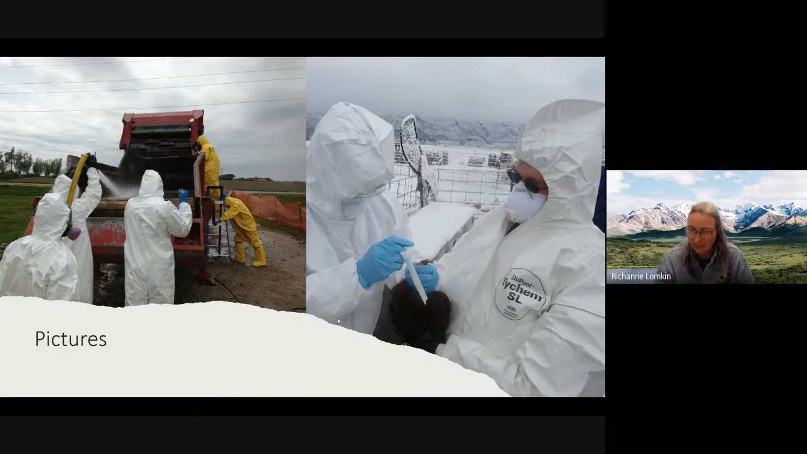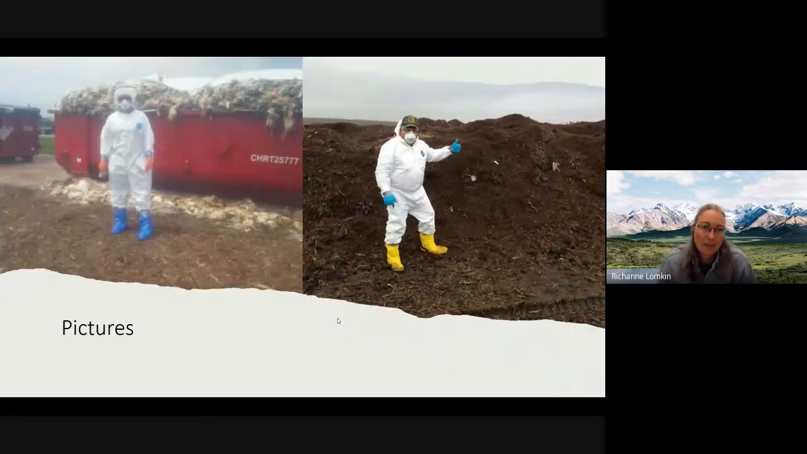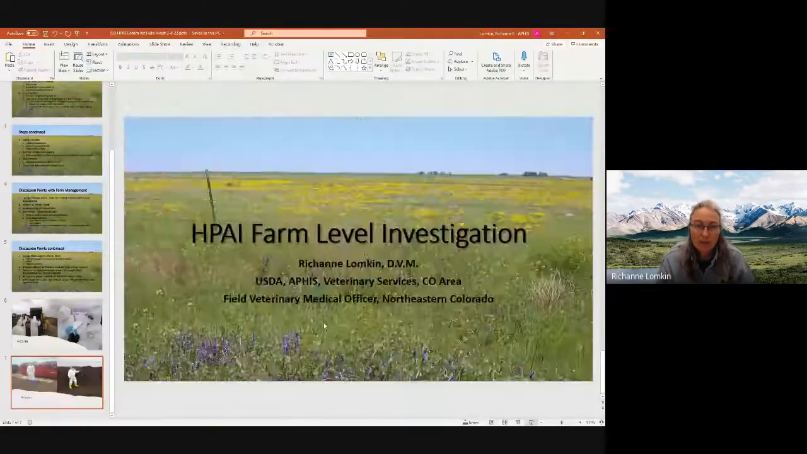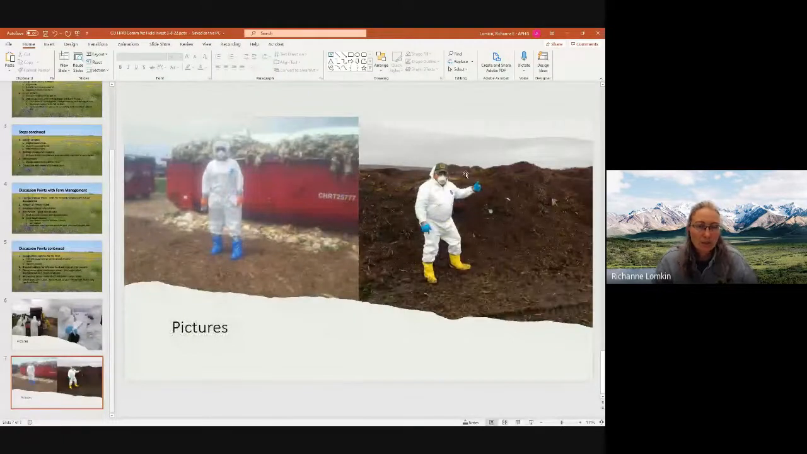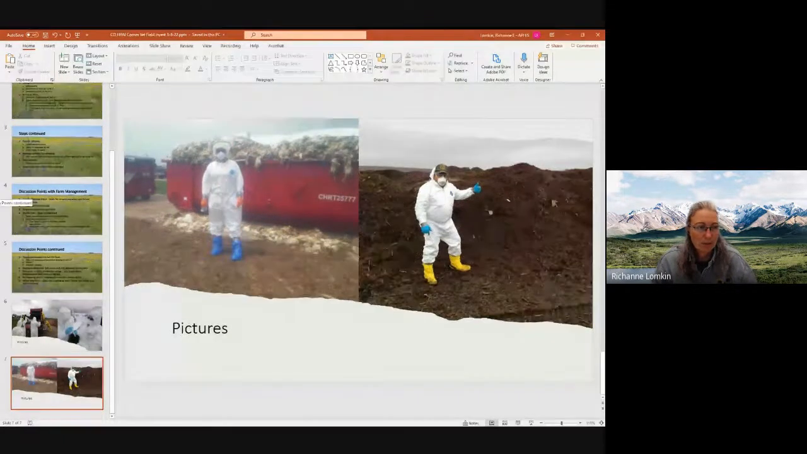The next one is a small backyard facility. I think that's in Oregon, and that was also high path avian influenza, and that's showing our people doing surveillance testing on backyards. And then the exploding chickens out of the dumpster picture, which is just terrible. And then the compost. So these were all from Iowa. All right, so that is the end of my presentation. I will stop sharing and switch back here.